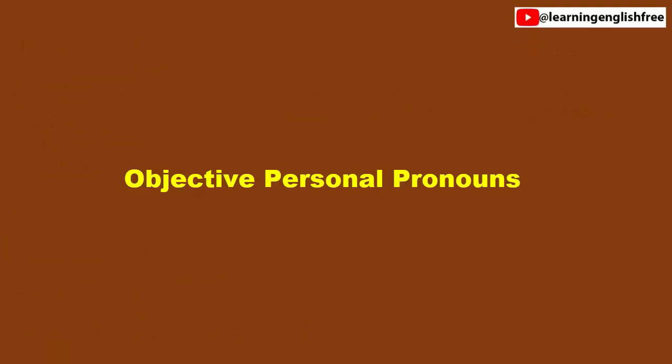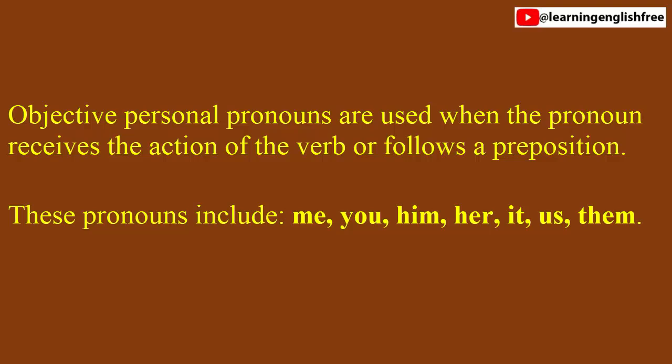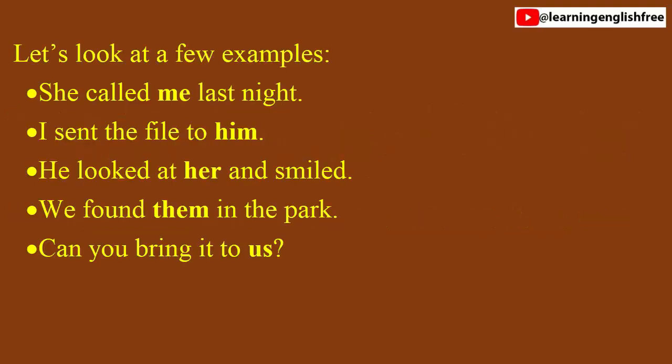Objective personal pronouns. Objective personal pronouns are used when the pronoun receives the action of the verb or follows a preposition. These pronouns include me, you, him, her, it, us, them. Let's look at a few examples. She called me last night. I sent the file to him. He looked at her and smiled. We found them in the park. Can you bring it to us?